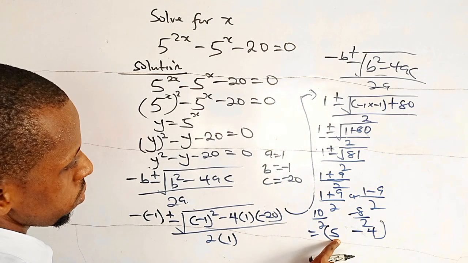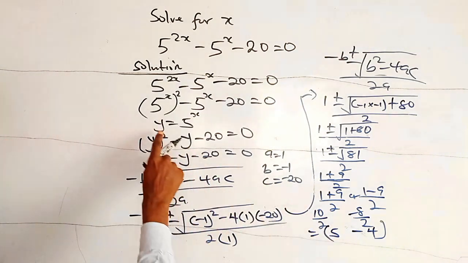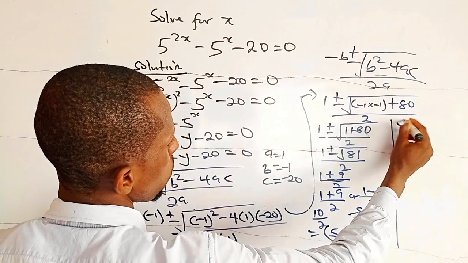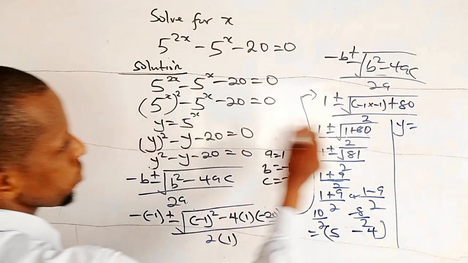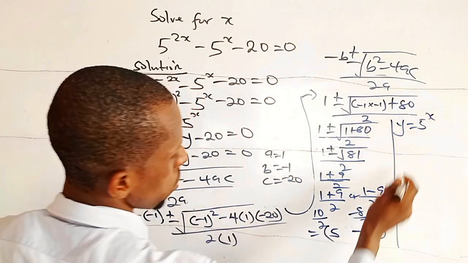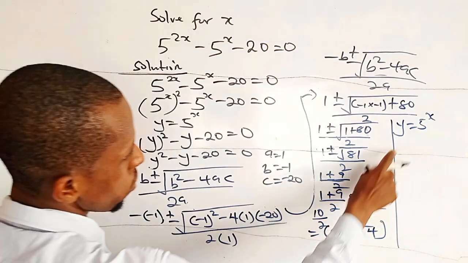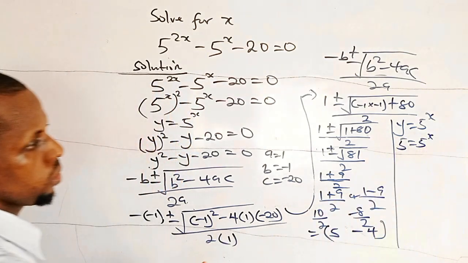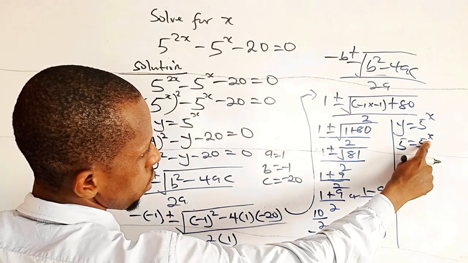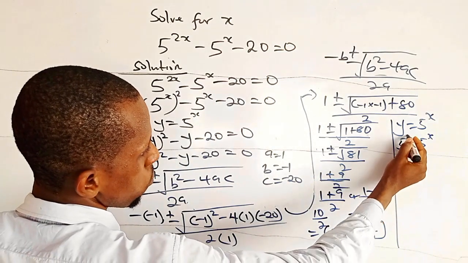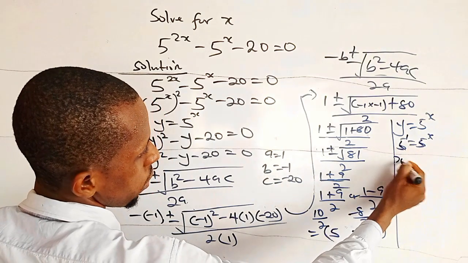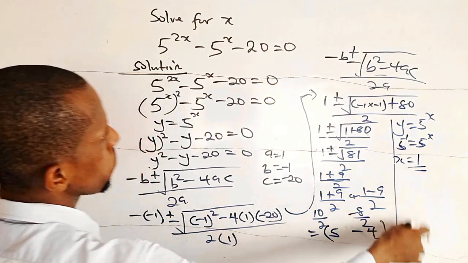So let us work with 5, which is the positive side. Coming back here, when y equals 5 raised to the power x, and y is 5, we have 5 equals 5 raised to the power x. So we can easily figure out x. We have 1 as the index. So when we cancel out 5, we have x to be 1.